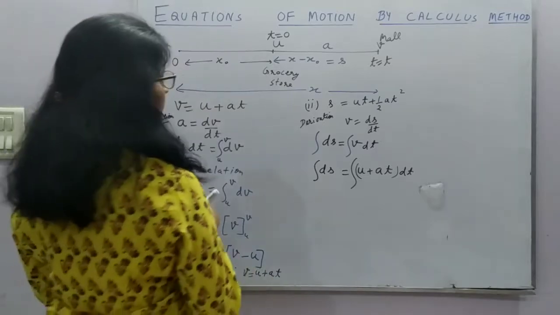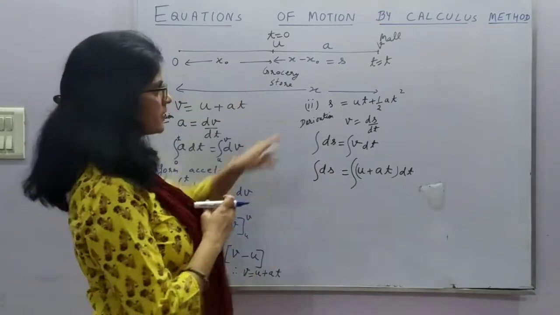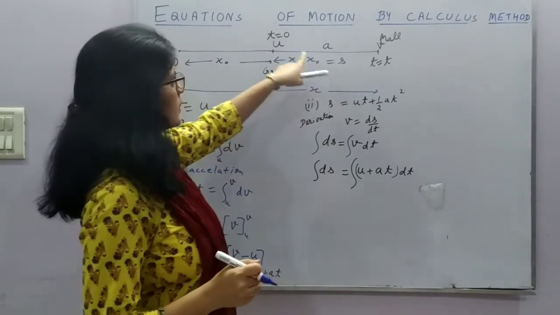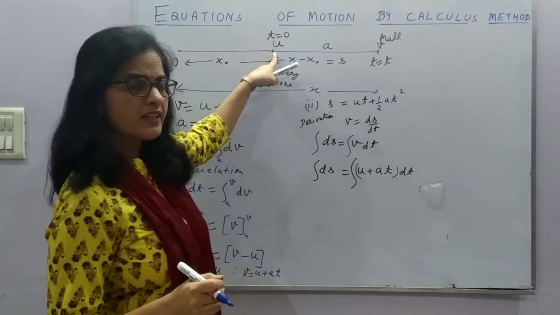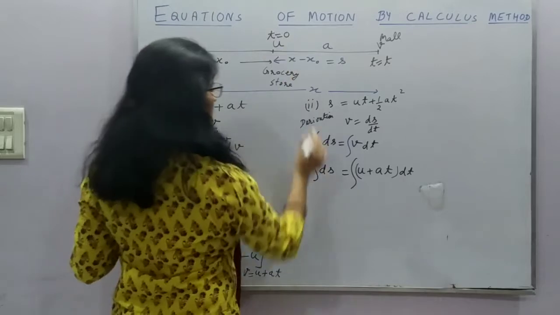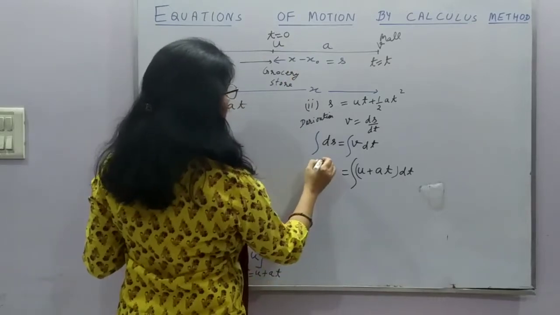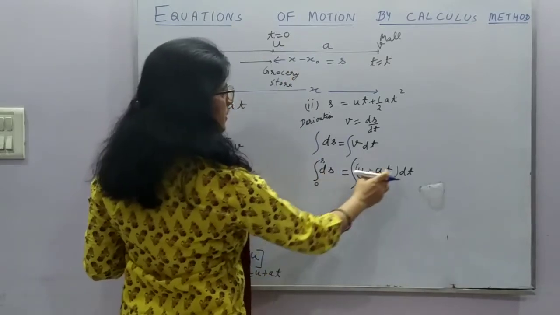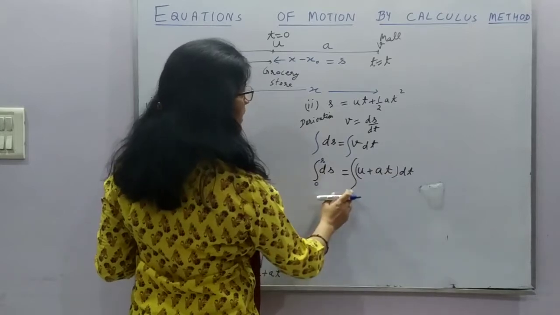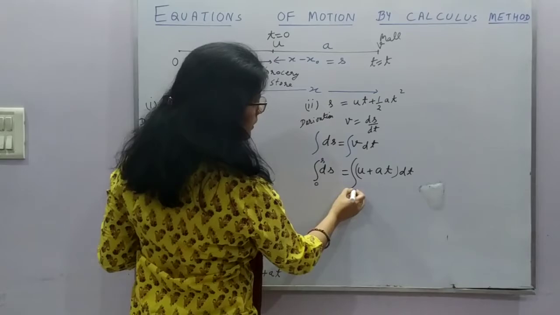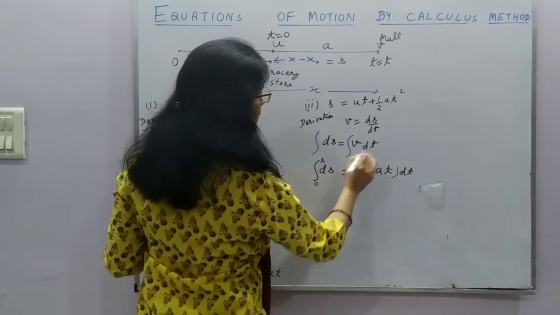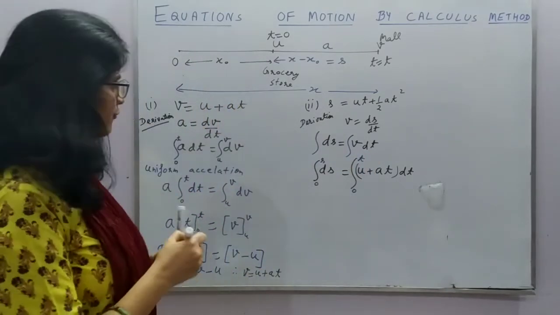So now look at this distance. What is the lower limit for distance? This distance starts from here. Distance traveled in t time. So this distance is 0 to s. Now the time limits are 0 to t. If this is clear, the derivation is not at all difficult.